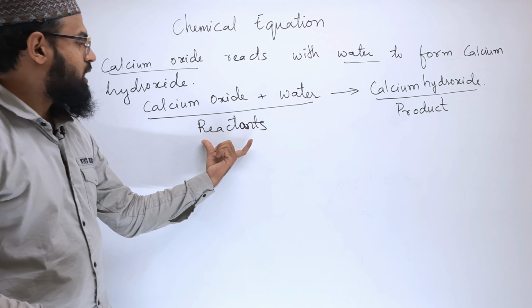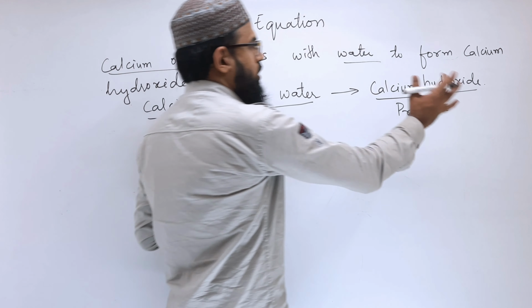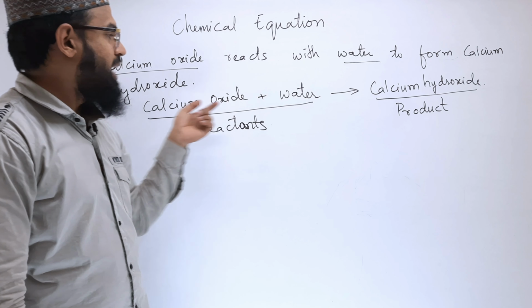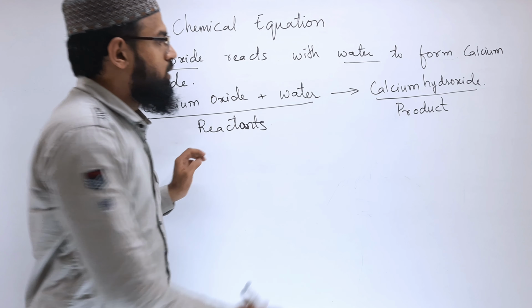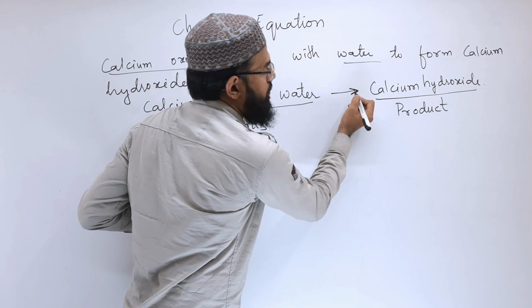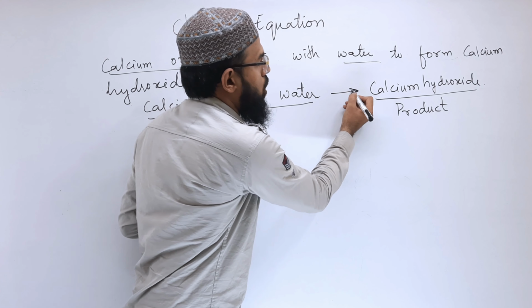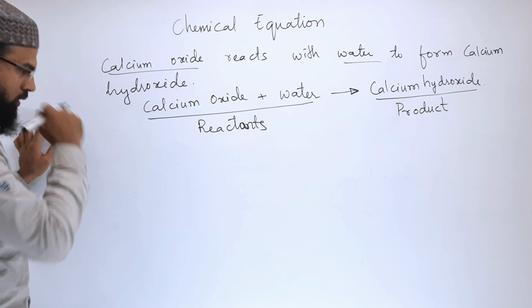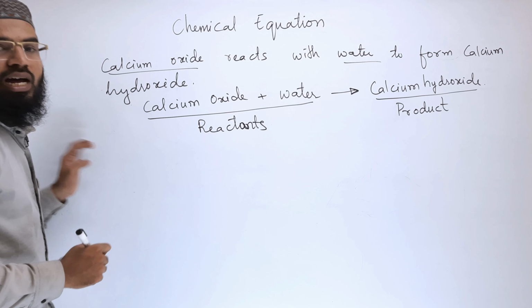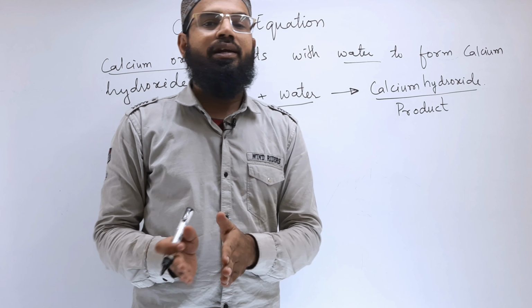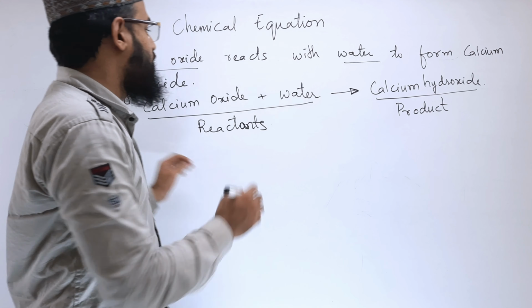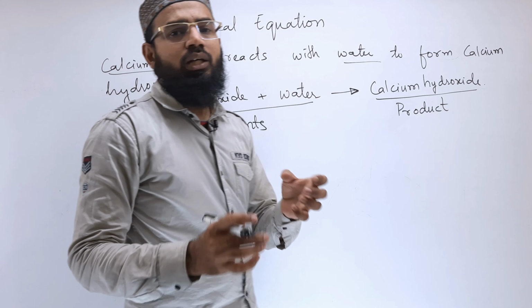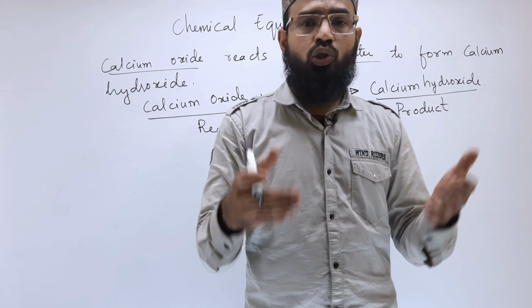We write the reactants on the left side and the products on the right side, and we write an arrow indicating the direction of the reaction. The head of the arrow will always face towards the product. If there is more than one reactant or more than one product, we put a plus sign between them.